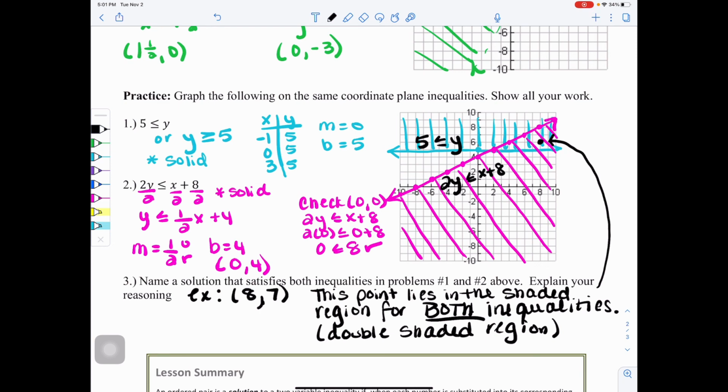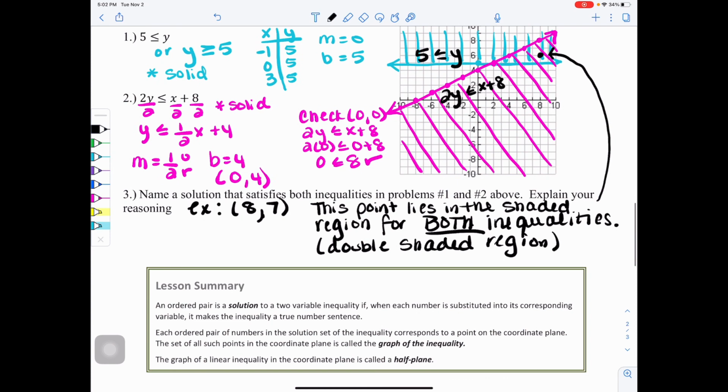So number 3, name a solution that satisfies both inequalities in problems number 1 and 2 above. Explain your reasoning. So the point that I chose was 8, 7. That's just an example of one point. What you want to make sure you do is pick a point that's in the region that is shaded for both inequalities. So I picked 8, 7 because this point lies in the shaded region for both inequalities, or sometimes referred to as the double shaded region. And I drew an arrow up there. I plotted 8, 7 so you could see what I mean. That is falling into both areas, both pink and teal there, which means it's a solution to both.